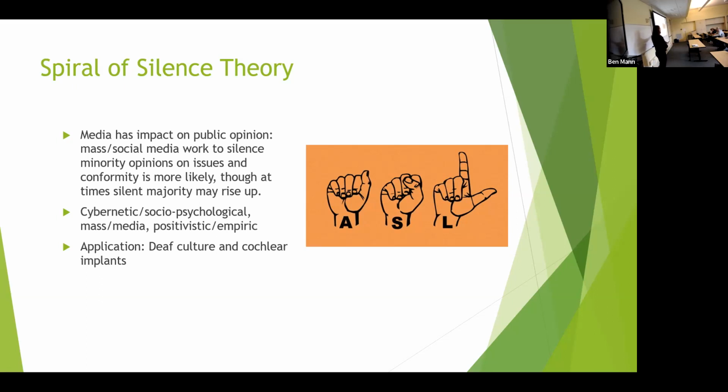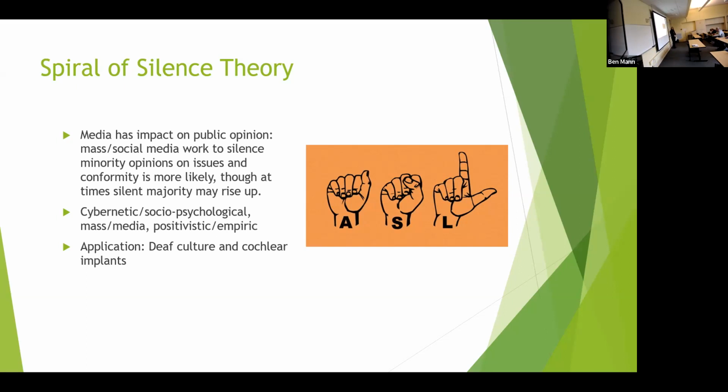Oftentimes we see in examples of media, if there's something that's widely praised or widely disliked, if somebody has an opinion that they disagree with, it's not just that they're critiqued for that opinion, but that they're less likely to express that opinion because they know in advance that they might be critiqued or receive a negative response for doing so. In doing that, it creates an illusion of uniform thinking, that we think everybody agrees with us because people who disagree have not expressed or shared their disagreement.